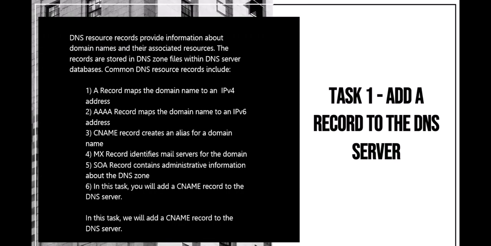Task 1: Add records to the DNS server. DNS records provide information about domain names and their associated resources. Common DNS resource records include: an A record maps the domain name to an IPv4 address. An AAAA record maps the domain name to an IPv6 address. CNAME records create an alias for a domain name. An MX record identifies mail servers for the domain. An SOA record contains administrative information about the DNS zone. In this task, you will add a CNAME record to the DNS server.